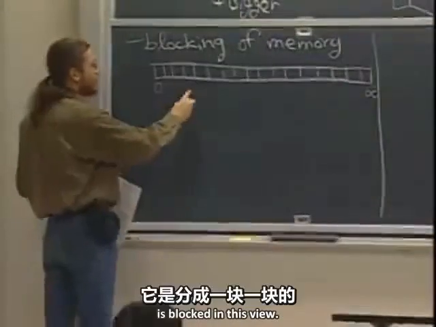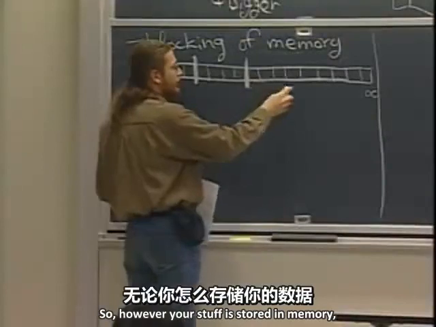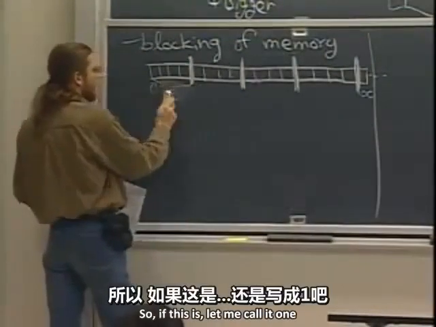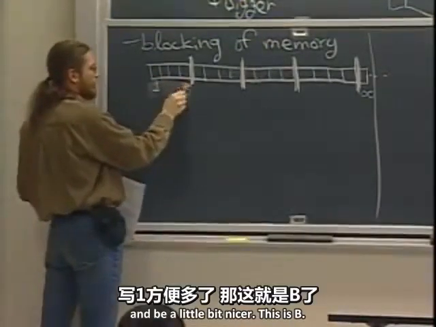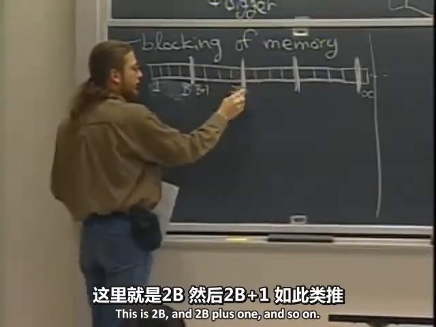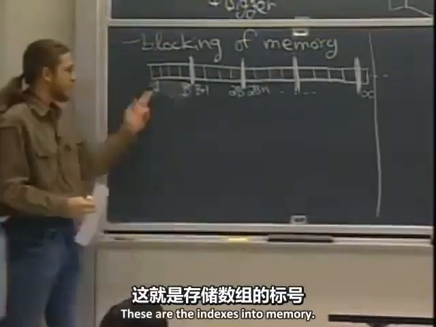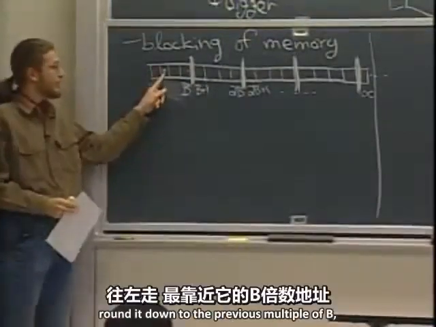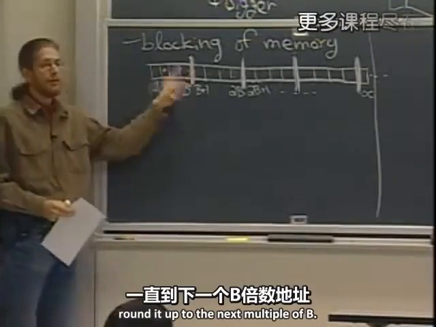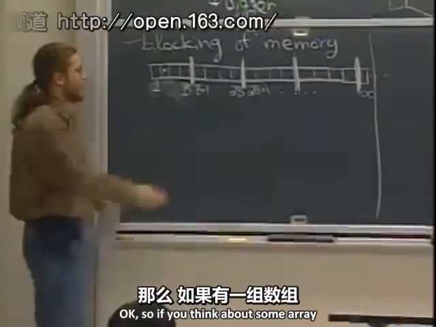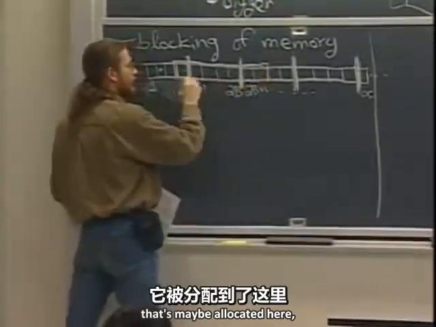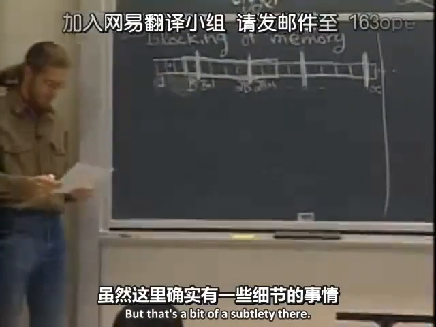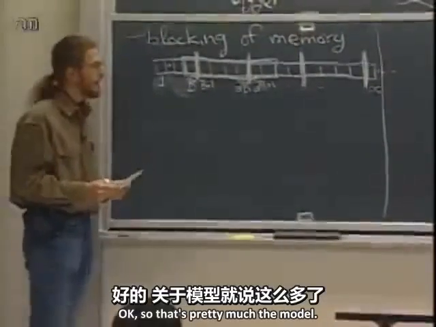What I care about now is that memory itself is blocked in this view. So however your stuff is stored in memory, it's blocked into clusters of length B. So if this is position 1, this is B, this is position B plus 1, this is 2B, and 2B plus 1, and so on. These are the indexes into memory. This is how the blocking happens. If you access something here, you get that chunk from u rounded down to the previous multiple of B, rounded up to the next multiple of B. That's what you always get. So if you think about some array that's maybe allocated here, you have to keep in mind that that array may not be perfectly aligned with the blocks. But more or less it will be, so we don't care too much. But there's a bit of a subtlety there. That's pretty much the model.